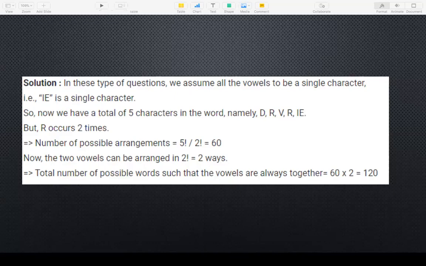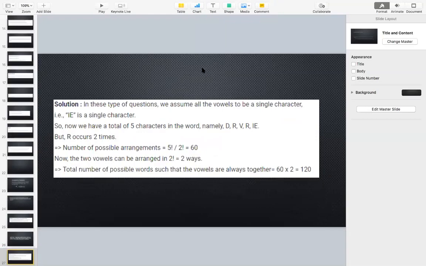So these 2 characters IE, which have been tied with a rope, can be arranged among themselves in 2 factorial ways, right? And since they can be arranged in 2 factorial ways, the total answer will be 60 into 2, because we are going to do both these things in succession. These 5 letters are going to be arranged, and this IE will also be arranged among themselves, right? So that is why the answer will be 60 into 2, 120. Okay. So is this clear, or do I need to?